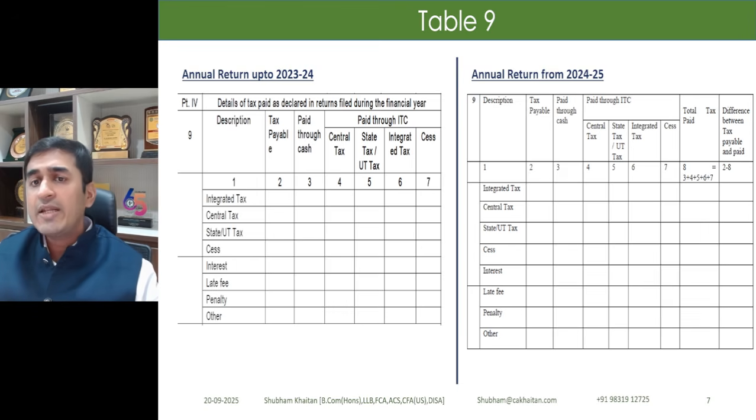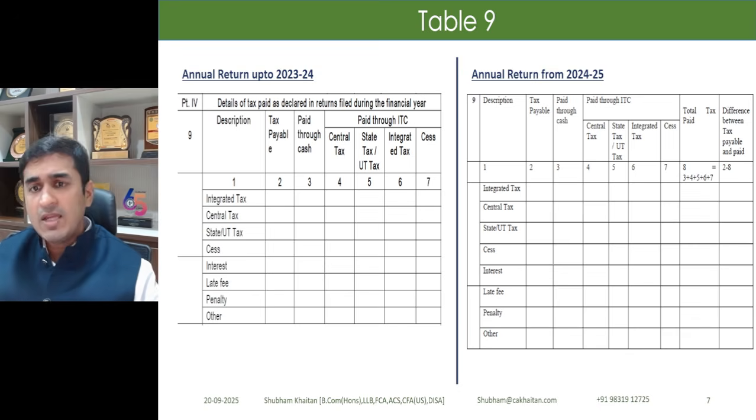So column 2 is tax payable as per table 9, and columns 3 to 7 are the total tax which has actually been paid. Column 9 is the difference between tax payable and tax paid, so column 2 tax payable minus column 8, which is tax paid. I have to identify what is the tax which is supposed to be paid. Now this is quite interesting.